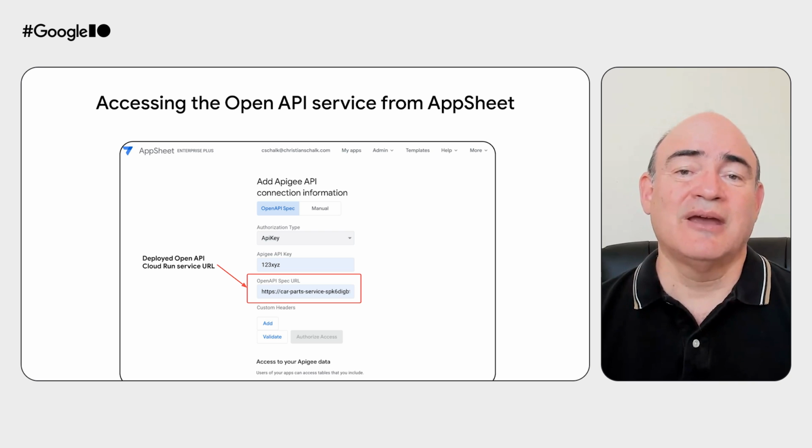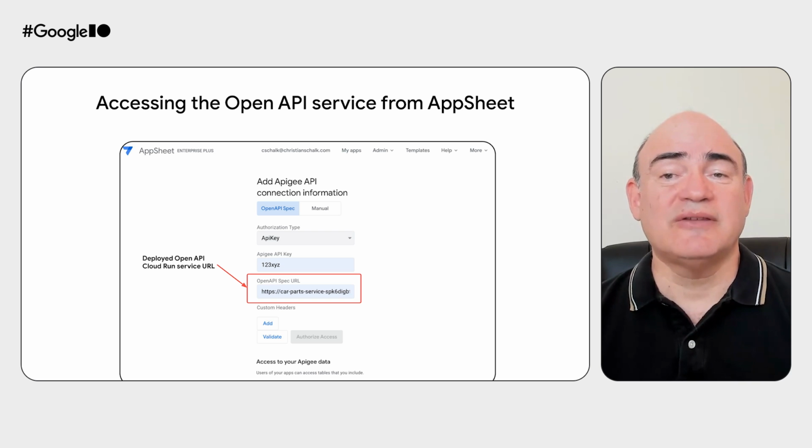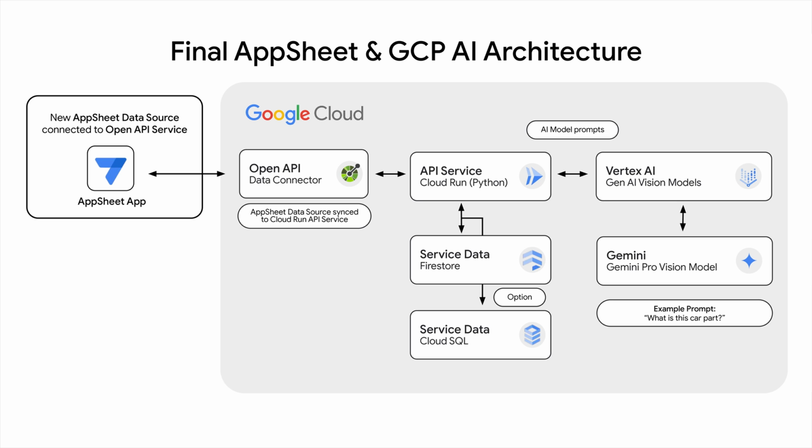As an Open API service, AppSheet will then be able to connect to it as a data source. To access your Open API service from AppSheet, a new data source in AppSheet can be created with the service's URL. And once the data source connection is created in AppSheet, you can then create an AppSheet app with it serving as a back-end data source.